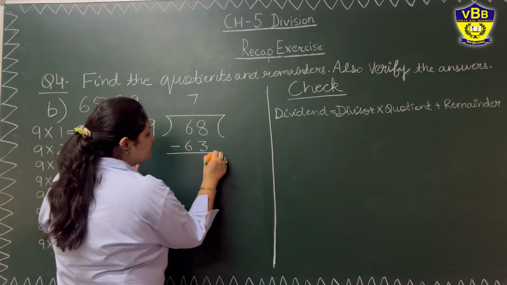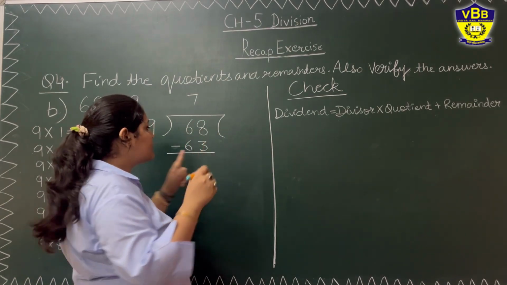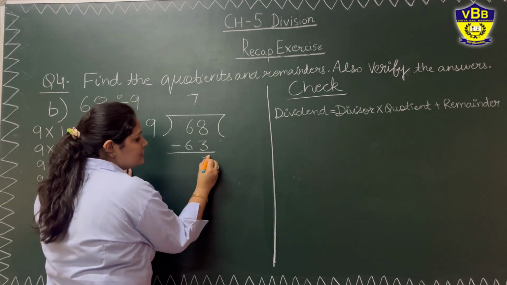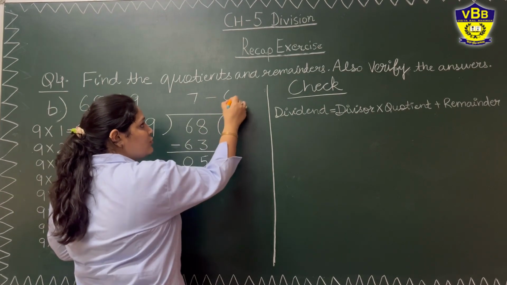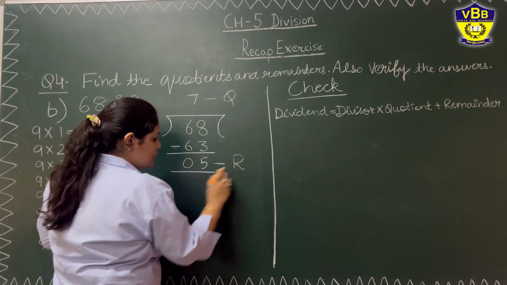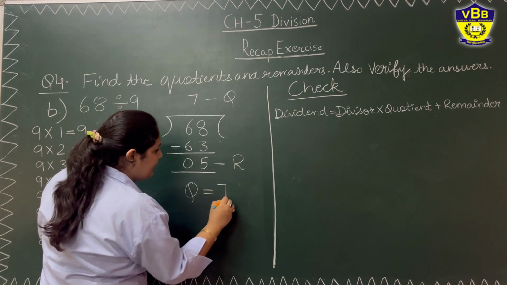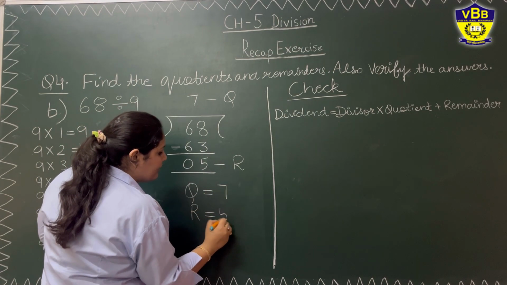Now we can see 63 is smaller than 68, so we need to subtract this. 8 minus 3 is 5, and 6 minus 6 is 0. So this is our quotient, and this is our remainder. So quotient is 7 and remainder is 5.